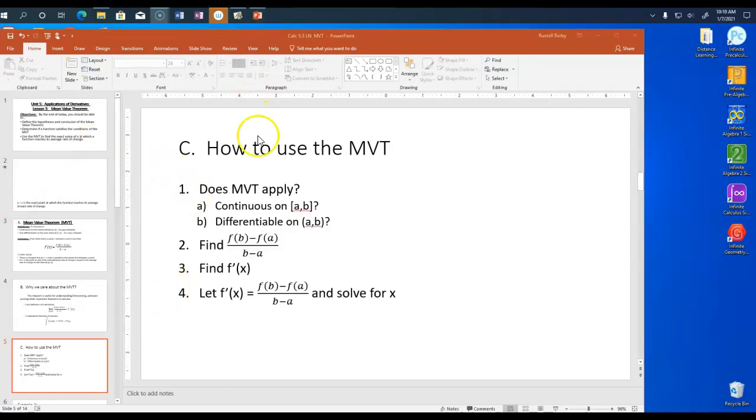So we're going to first of all see, does the MVT apply? That means, is it even worth looking for a point on that curve where the instantaneous rate of change is equal to the average rate of change? And to do that, we check these two things. After that, we're going to find f of b and f of a and plug them into this average rate of change formula. Then we're going to find the derivative, set the derivative equal to that average rate, and solve for x, and that will tell us the point where the instantaneous rate of change actually comes out to equal the average rate of change.